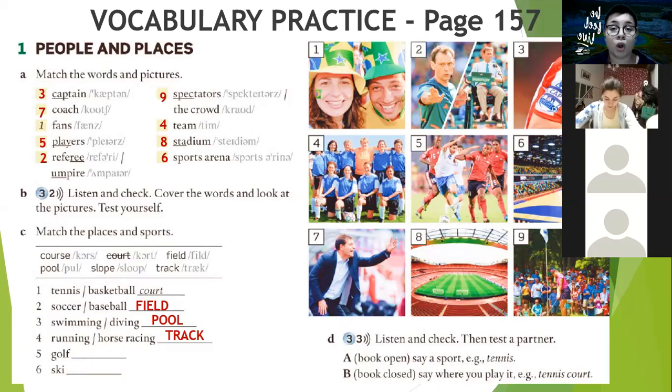Number 5 is golf. Field. We have used that one. Or number 2. What we have left is slope and course. Course. Okay, we have 1 vote for course. Let me check the chat. Course as well. Then, excellent, it's a golf course, very good. And we have the last one, ski. Which one do you think we should use there? Slope. Slope, excellent.